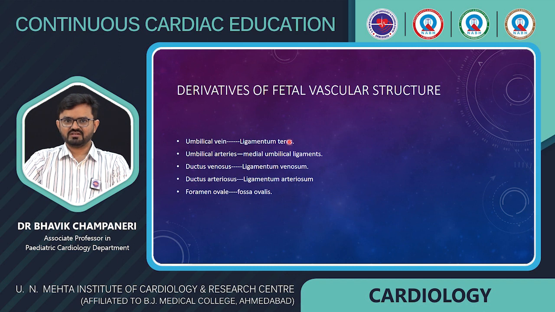It is important that the structures we have seen in fetal circulation eventually become derivatives of fetal vascular structures. The umbilical vein becomes the ligamentum teres, umbilical arteries become the medial umbilical ligaments, the ductus venosus and ductus arteriosus become the ligamentum venosum and arteriosum respectively, and the foramen ovale becomes the fossa ovalis. So this finishes the fetal circulation and neonatal transition of fetal circulation.